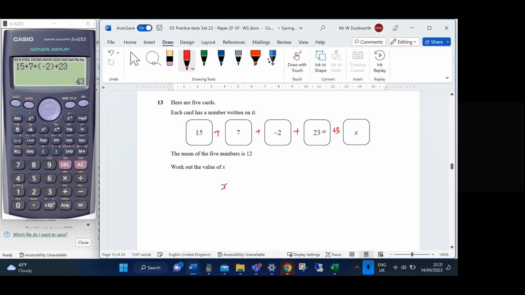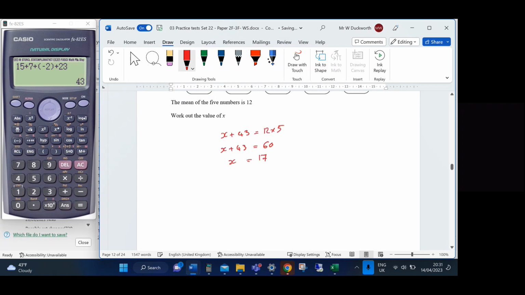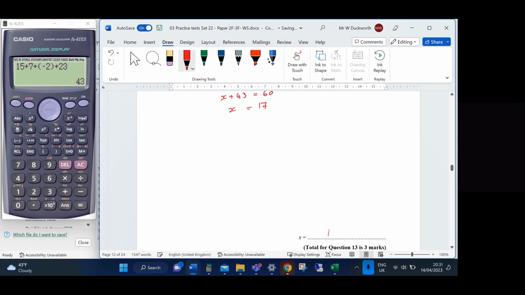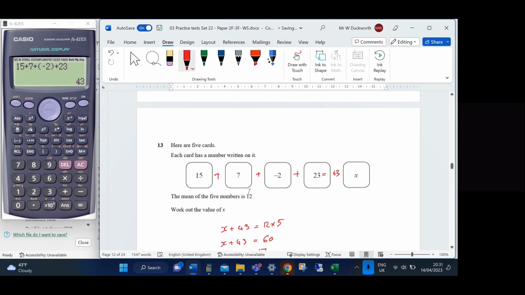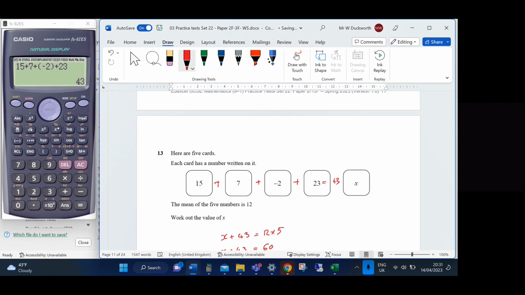So X plus 43 must be equal to 12 times by 5. So X plus 43 must be equal to 60. So minus 43 from both sides, X must be equal to 17. Right, and that's it for this page. So if we go to the mark scheme for question 13 now, a method to find the total of the 5 numbers by setting up an equation in X43 comes from.